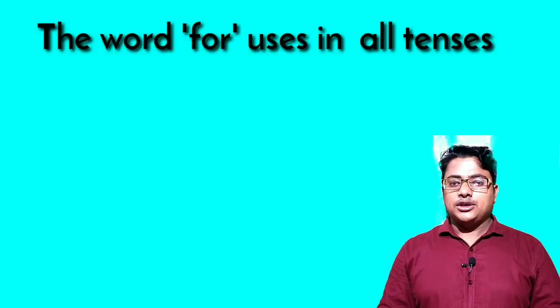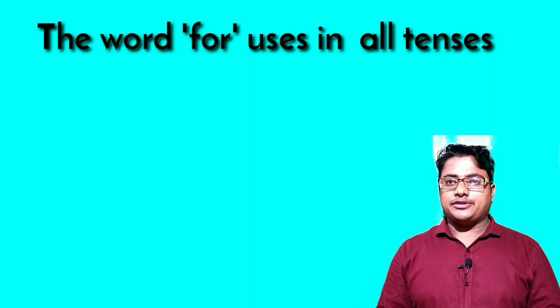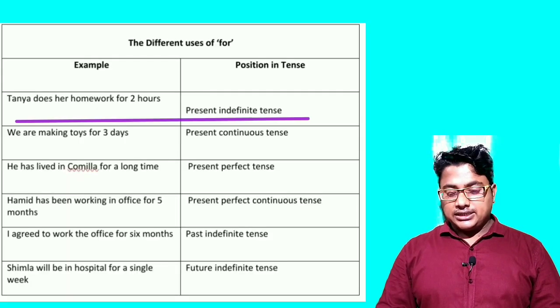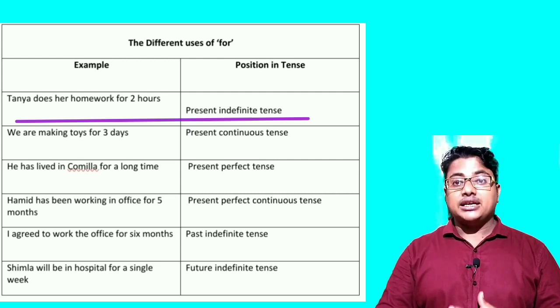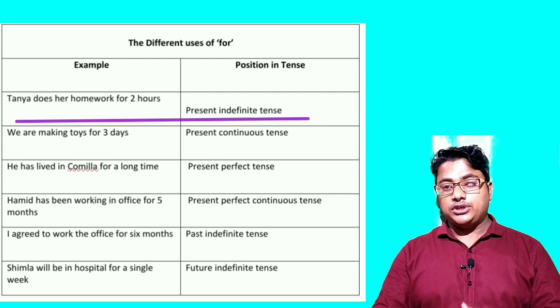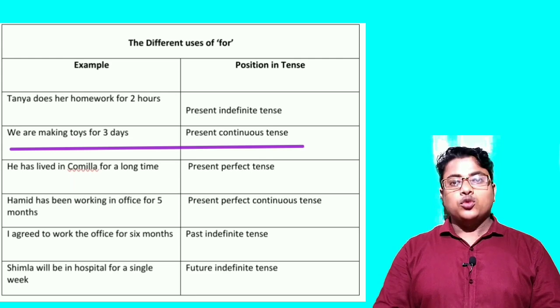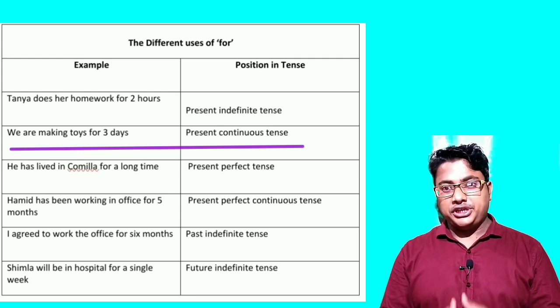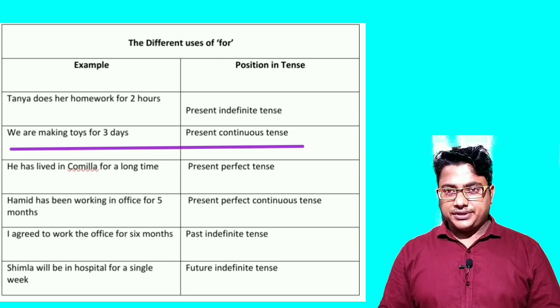Some students do not know where exactly for is used. We know for is used in every tense, every type of tense. In every type of tense, the uses of for are shown. Okay, for example, Tania does her homework for 2 hours. Here we use for in present indefinite tense. Okay, another example, we are making toys for 3 days. Here we use for in present continuous tense.